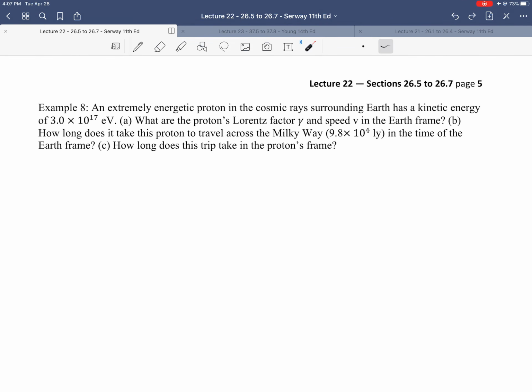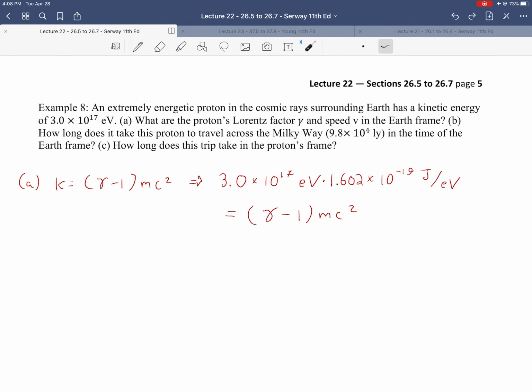What is the proton's Lorentz factor, gamma? Here I explicitly ask you for it, and again, it's always a good habit to solve for it first. And the speed v in the Earth's frame, so the rest reference frame. Part B: how long does it take this proton to travel across the Milky Way in the time of Earth's reference frame? And then how long does this trip take in the proton's reference frame? So a little bit of time dilation here. Okay, so let's do part A.